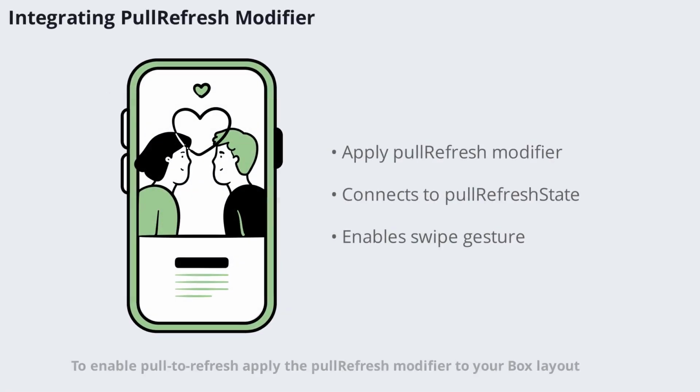To enable pull to refresh, apply the pull refresh modifier to your box layout. This modifier connects the UI to the pull refresh state, allowing the user to trigger a refresh by swiping down. The modifier works seamlessly with scrollable containers, ensuring that the gesture is recognized and handled appropriately. This integration is key to providing a smooth and intuitive refresh experience.